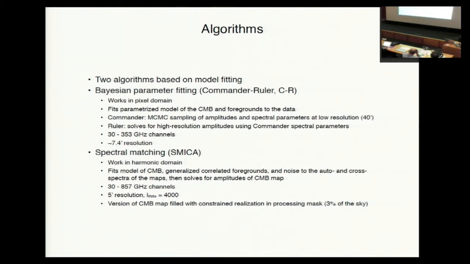Another solution for the CMB which uses model fitting is called SMICA. It works in the harmonic domain, and fits a model of CMB plus a general foreground model to the cross and auto spectra of the maps, and then solves for the amplitude of the CMB maps. This one uses all of the frequency channels, comes out with a 5 arcminute resolution and a maximum multipole of 4000. And you have seen already a version of this CMB map which is filled with a constrained realization in the processing mask. So 3% of the sky was filled with that.